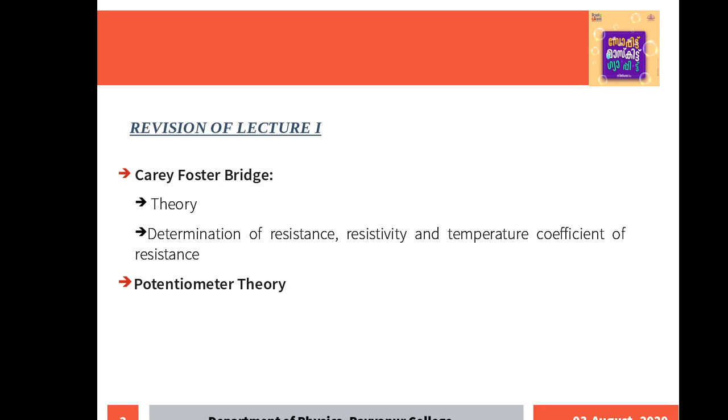The graph was plotted by taking temperature along the x-axis and the resistance at different temperatures along the y-axis, and we took the slope of the curve that we obtained. That slope gives dR by dT. So we can find alpha from that graph, alpha equals 1 by R0 dR by dT, where R0 is the y-intercept. That y-intercept gives you the resistance at 0 degrees Celsius.